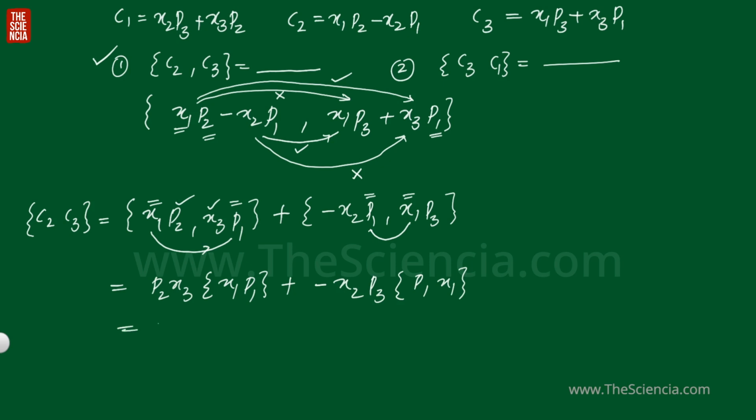So what do we get? We get p2 x3 into 1 plus minus x2 p3 into minus 1. So what we get is, this one is equal to p2 x3 plus x2 p3. See, this is nothing but C1.